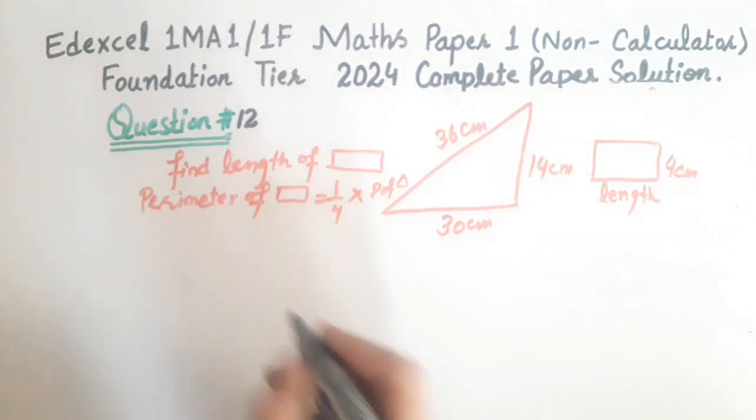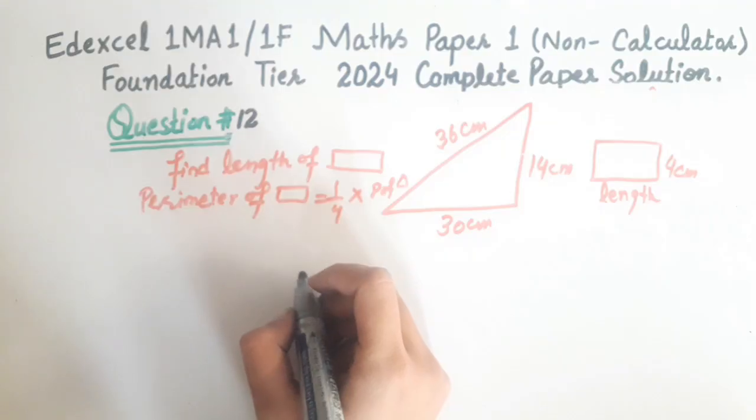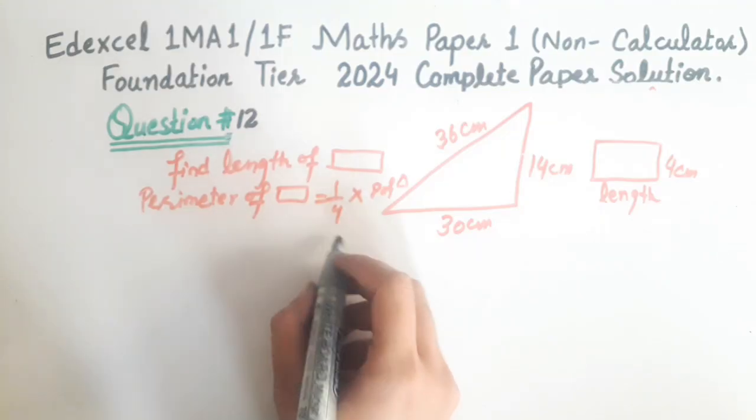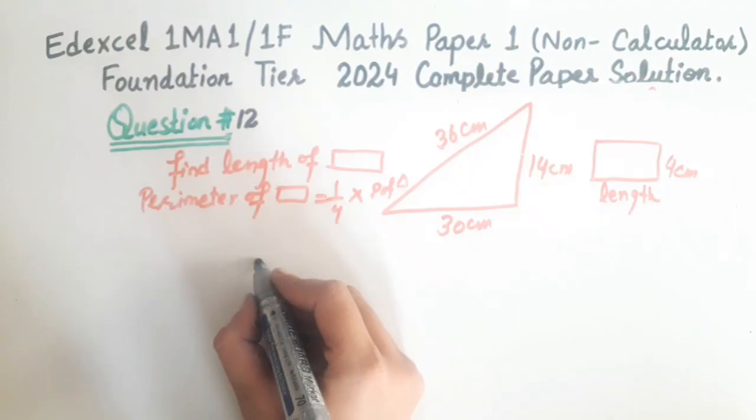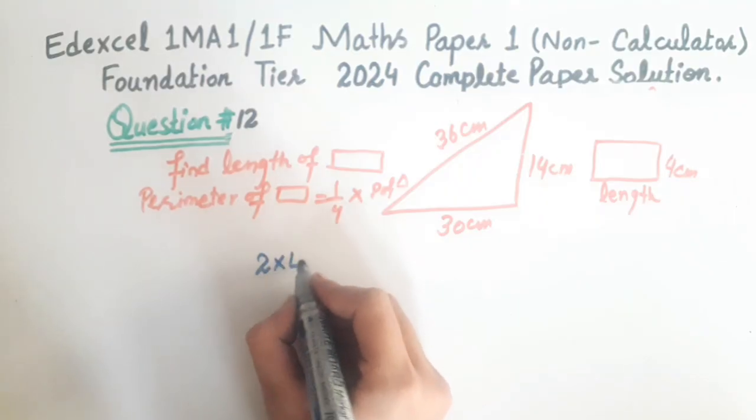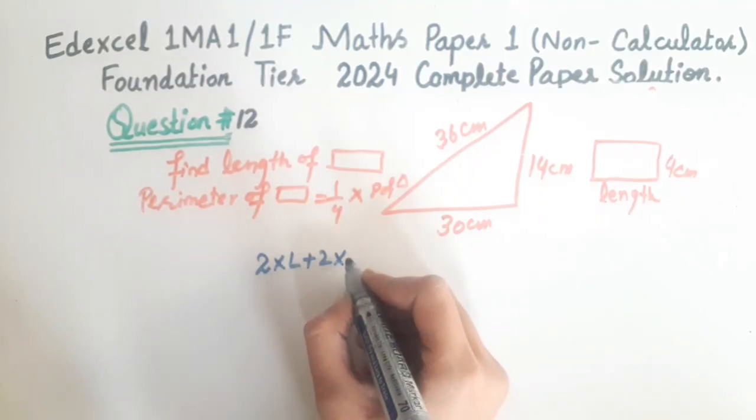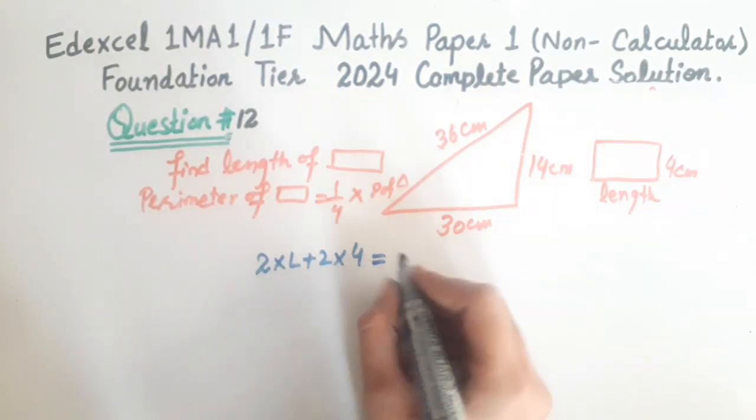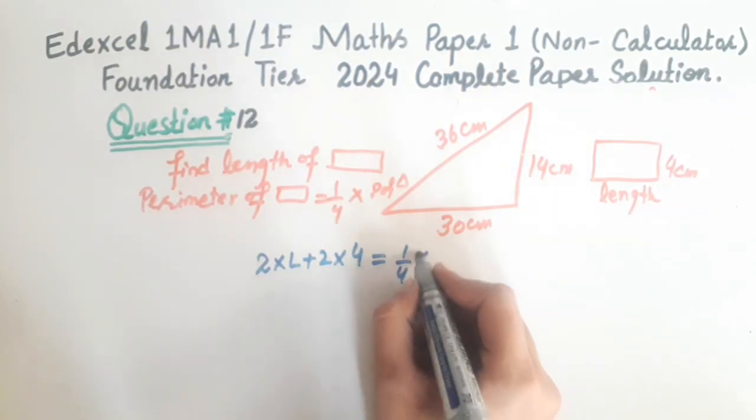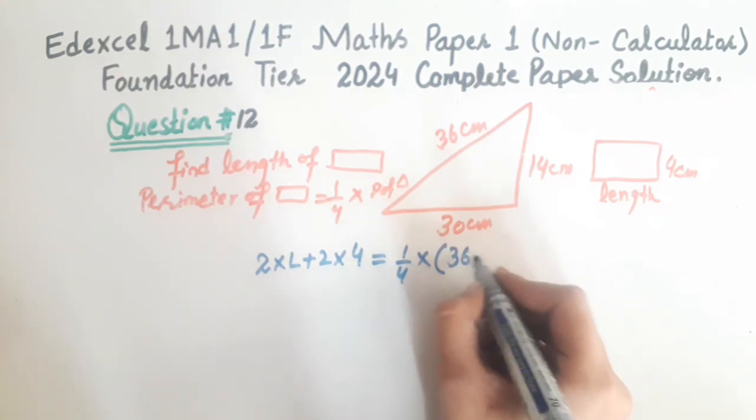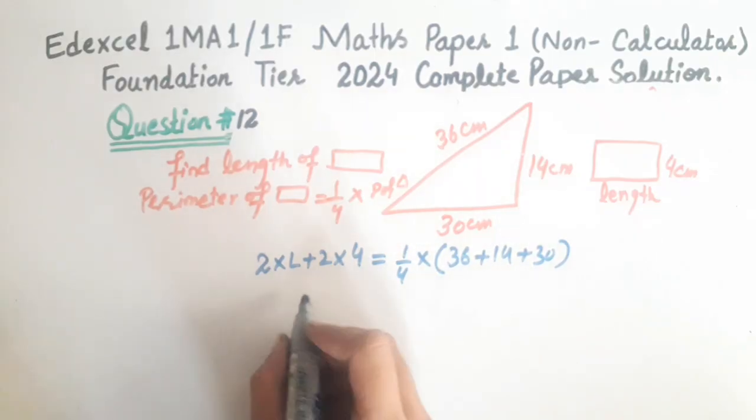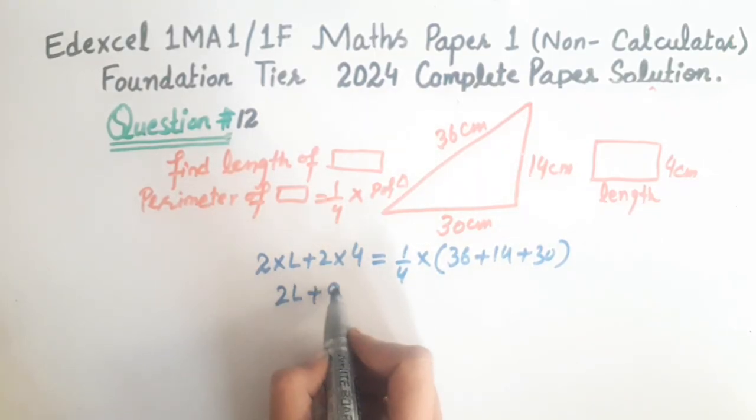So we will solve this according to the formula of perimeter. For a rectangle, it is 2 multiply length plus 2 multiply width, that is given 4. You have to find the value of L. So 1 by 4 multiply the perimeter of the triangle, meaning 36 plus 14 plus 30. We will add all the sides in finding the perimeter. So 2 multiply, this is 2L plus 8.